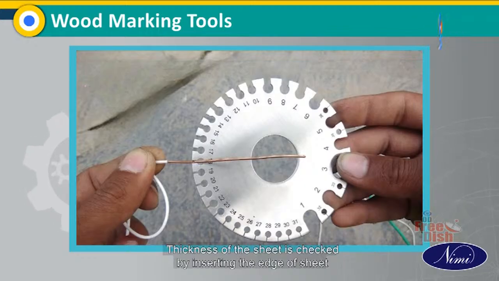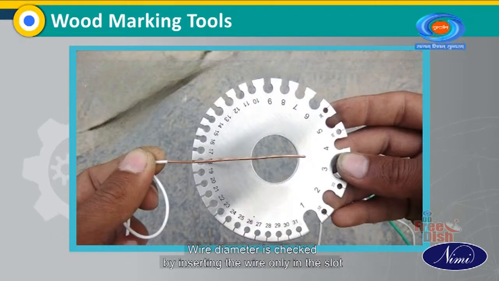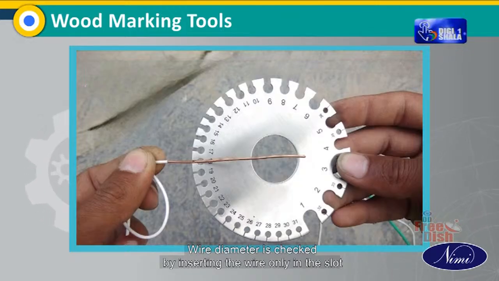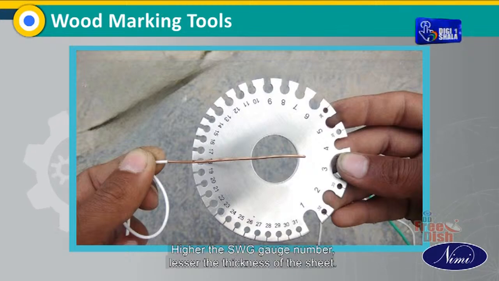Thickness of the sheet is checked by inserting the edge of sheet in the appropriate slot of the standard wire gauge. Wire diameter is checked by inserting the wire only in the slot and not in the circle. Higher the SWG gauge number, lesser the thickness of the sheet.